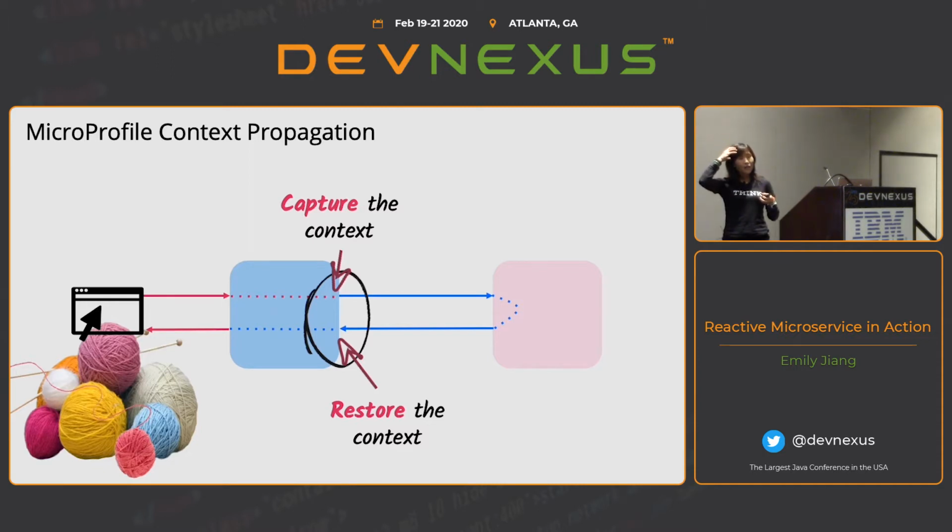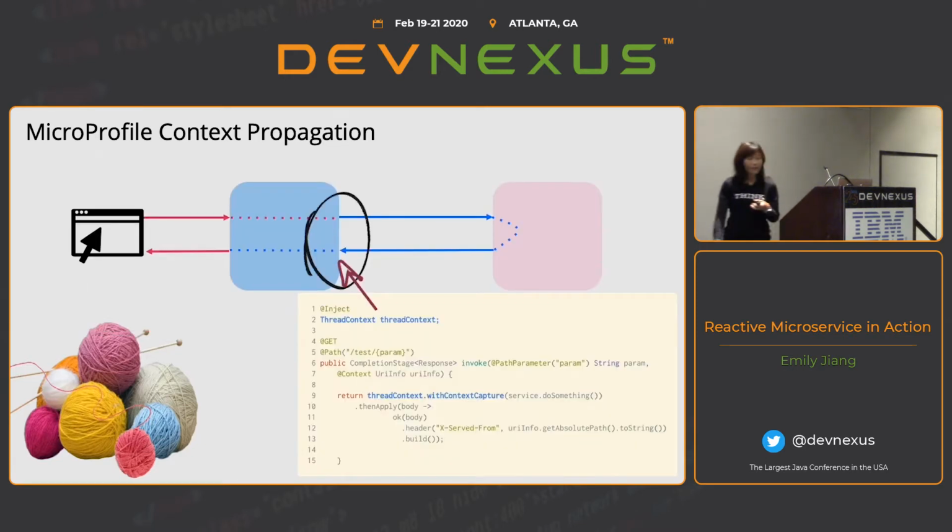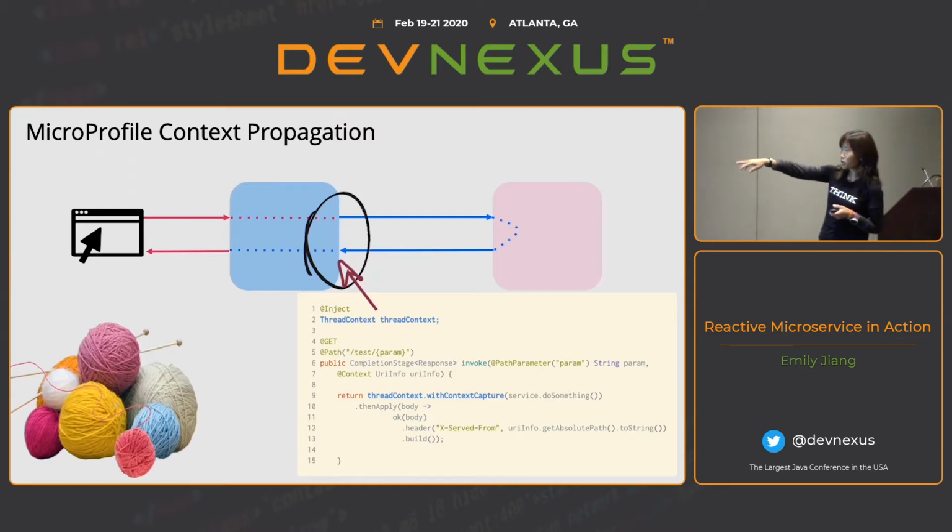I'm not going into more details for this one. I just want you to think about the journey. You can look at MicroProfile Context Propagation and find all the APIs. In this example, you can directly get the thread context injected into your code, and then when you are doing asynchronous programming, you can directly say that with the context captured, all the new threads doing this operation will have all the context that has been captured, so you don't lose the context.